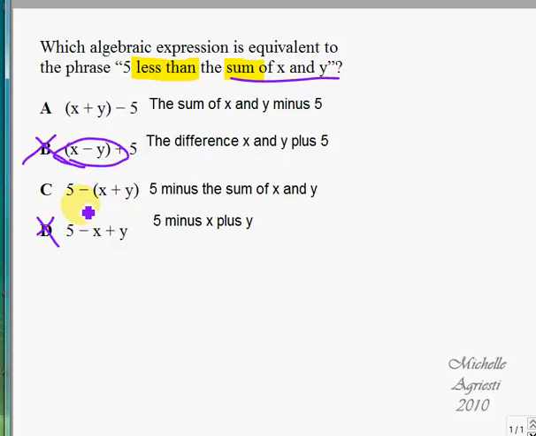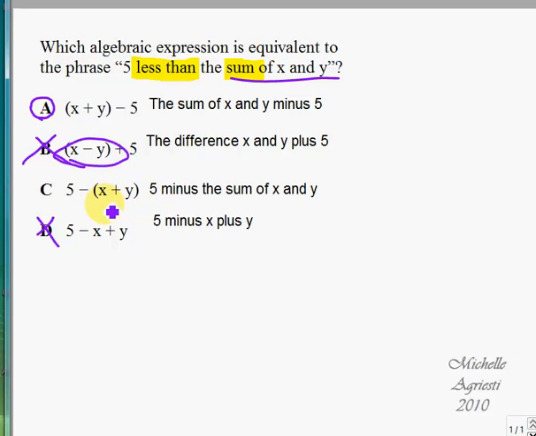Now I know that many of you are going to pick C, and you are wrong. Whenever you see 5 less than or a number less than, that means we're going to take 5 away from something. Here we're taking something away from 5. So here we are taking 5 away from something. We're taking 5 away from the sum of x and y. So A is our answer, but many of you are going to try to choose C.